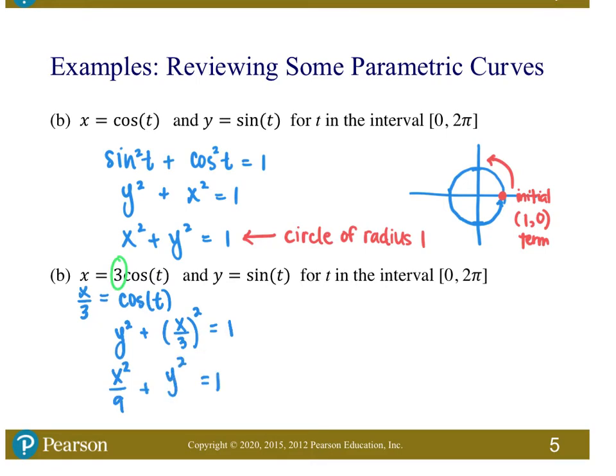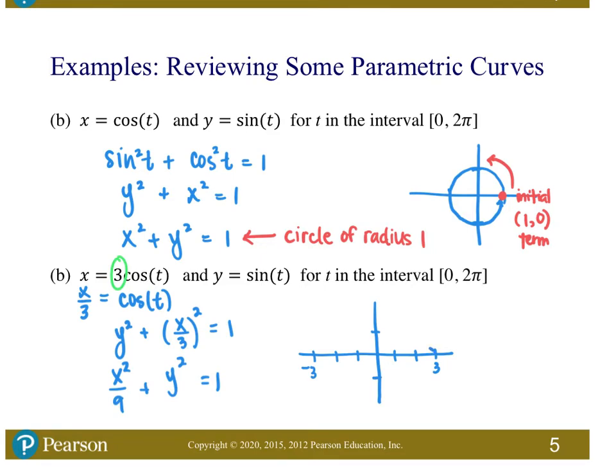So this is now an ellipse. It's not a circle of radius 1. It is an ellipse with a major axis of radius 3. 1, 2, 3 on the x-axis here. And so that is called the major axis. The minor axis of y is still 1.